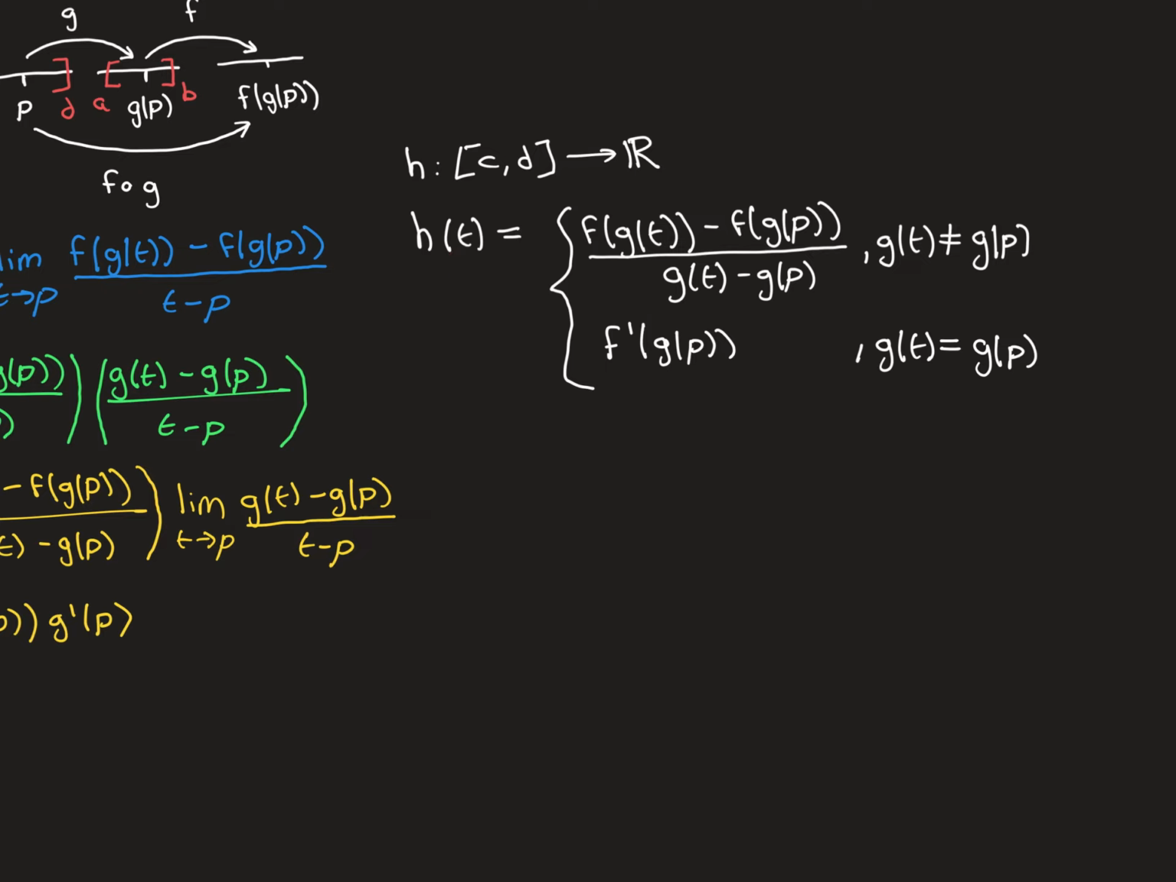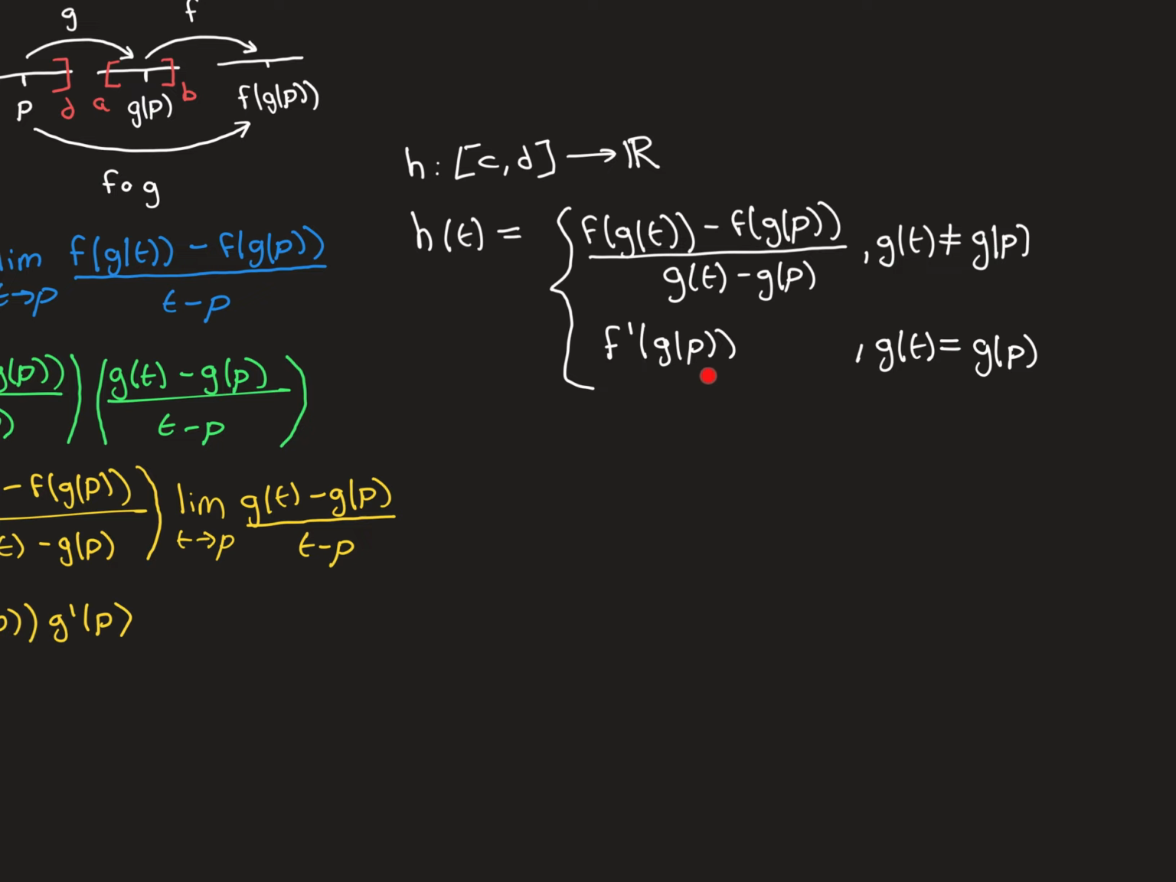And note, h of t is going to do better than this because it's only going to be equal to this when g of t is not equal to g of P, i.e. when this is actually defined. So for all t inside this interval, if g of t is not equal to g of P, then this thing will be defined and you're going to make this the value of h at that t. For values of t in the domain where g of t is equal to g of p, then we cannot define h of t to be equal to this because it's not defined. Instead, we're going to set it to be equal to this, f prime at g of p.